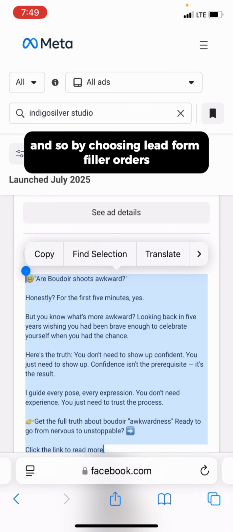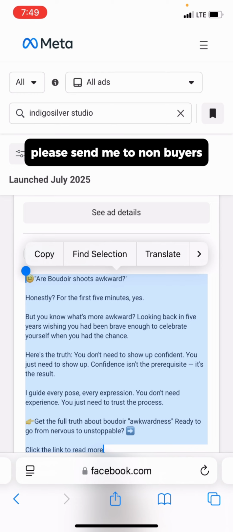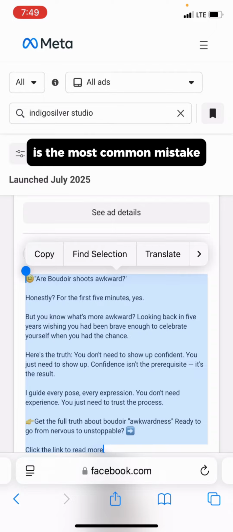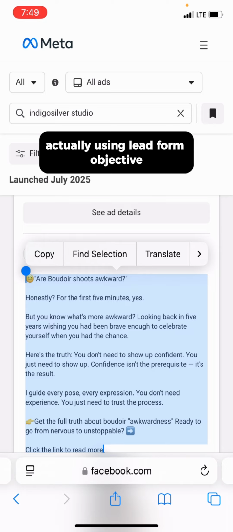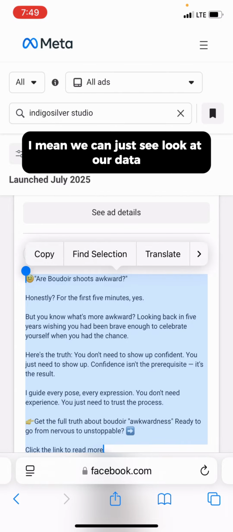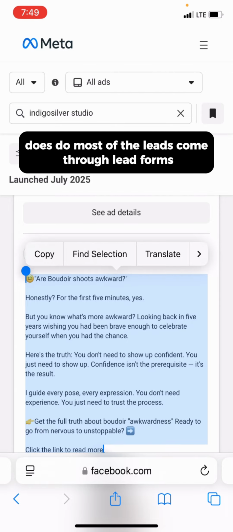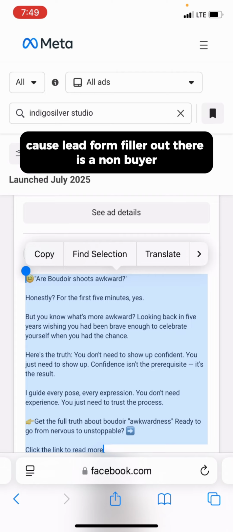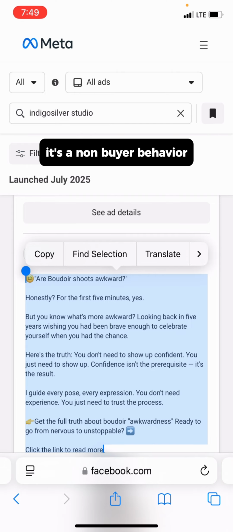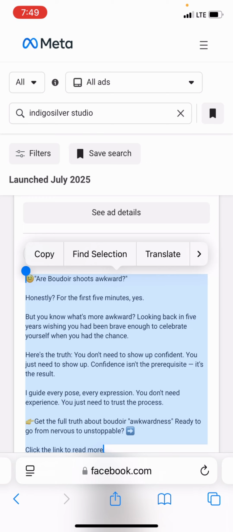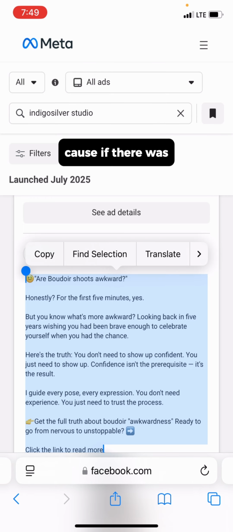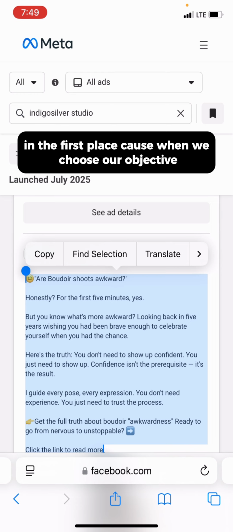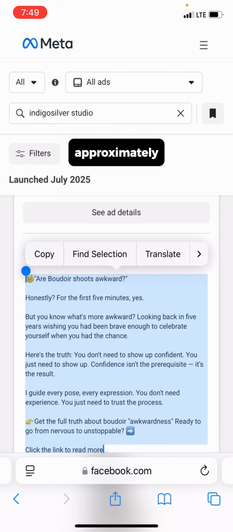And so by choosing lead form filler outers, you're literally telling Facebook, please send me to non-buyers. This is the most common mistake I see boudoir photographers making, actually, using the lead form objective. I mean, we can just look at our data. Do most of the leads come through lead forms? Are they buyers or non-buyers? Probably mostly non-buyers, because lead form filler outer is a non-buyer behavior. Because if buying was their dominant behavior, they never would have seen our lead forms in the first place, because when we choose our objective, our ads only go to a 6% slice of the market, approximately.